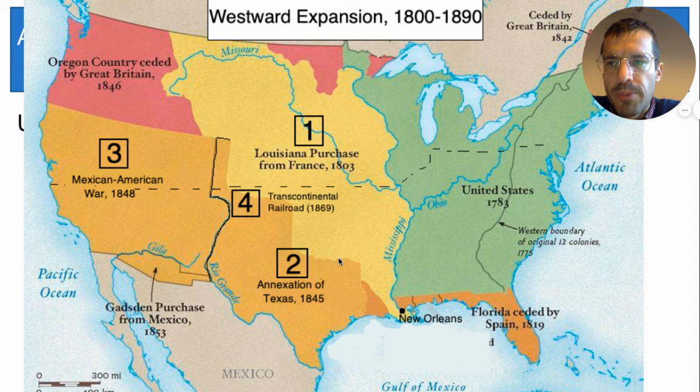Let's go back to this map. I said that the next two events on this map involve Mexico. Unlike the Louisiana Purchase, in which the French sold land to the US, these next two events both involve the US taking land by force. Let's look at the first one, the Annexation of Texas, which happened in 1845.